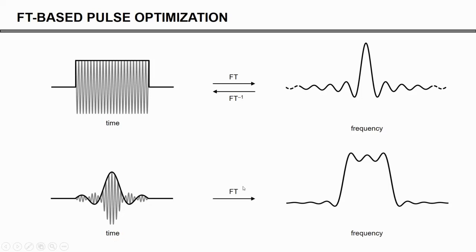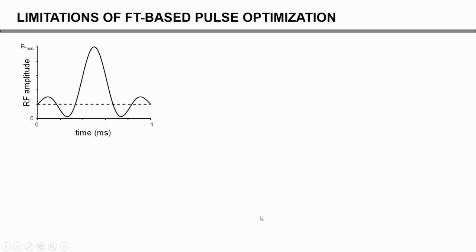If we then do a Fourier transformation, then indeed we get a pretty reasonable frequency selective profile, where we have excitation here and very little excitation there and there. It may not be perfect, but at least it's a start. Let's look at it in a little bit more detail.